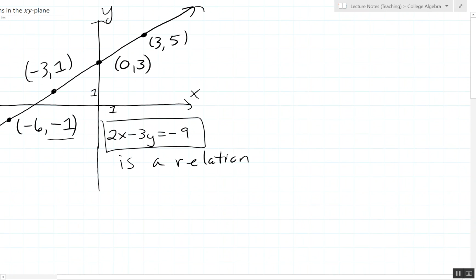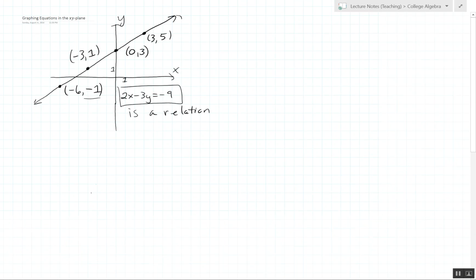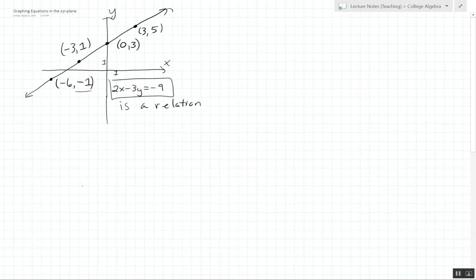So what I'm going to do is I'm going to set a table. So let me make this smaller. And I'm going to create an X column and a Y column. And then I'm going to have a column which is the ordered pair X, Y.